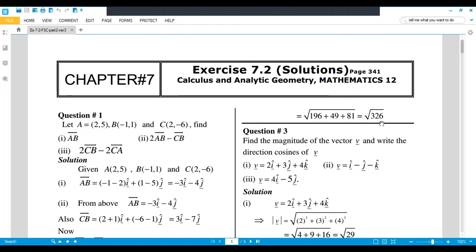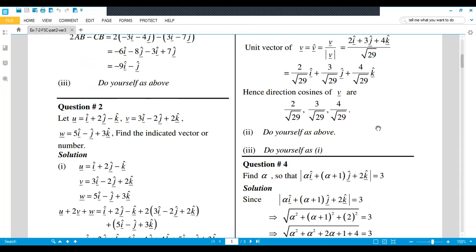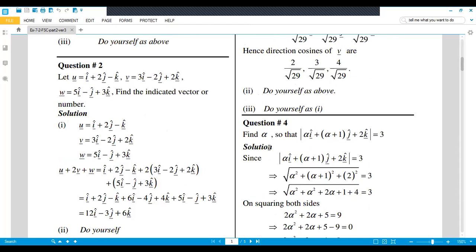Come to question number 4. Question number 3 is not included. In number 4, you are given: find alpha so that the absolute value of alpha i + 1j + 2k is equal to 3. So you have to find the alpha value. This is given in absolute.